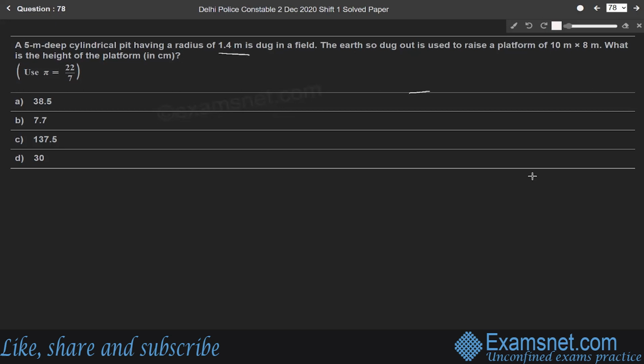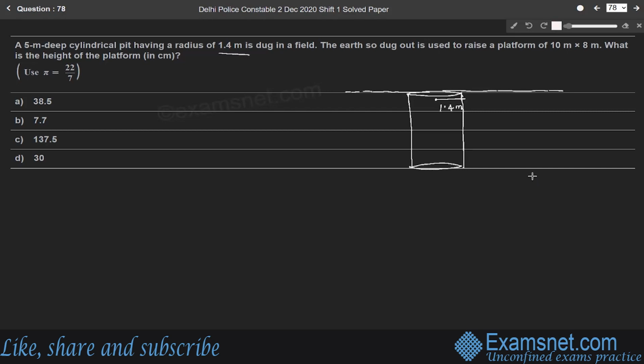So let us consider a cylinder, that means a cylindrical pit, right? So having radius 1.4 meter, is dug in a field. So let it be the field. The cylindrical pit is dug in a field.